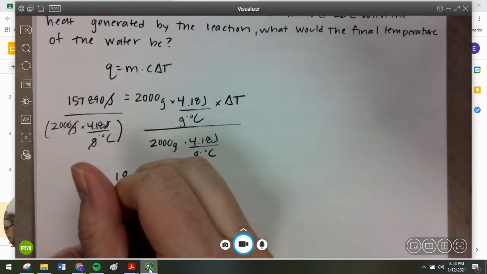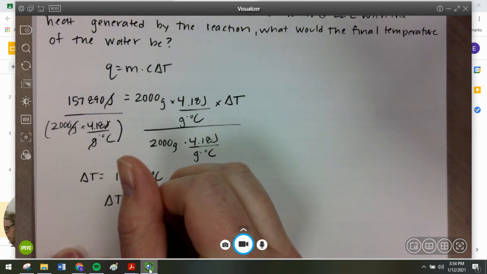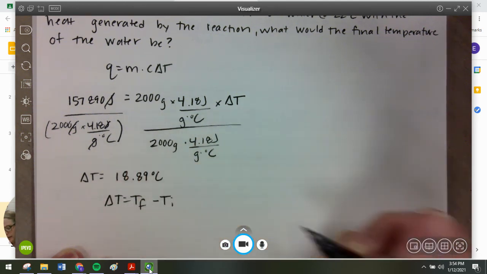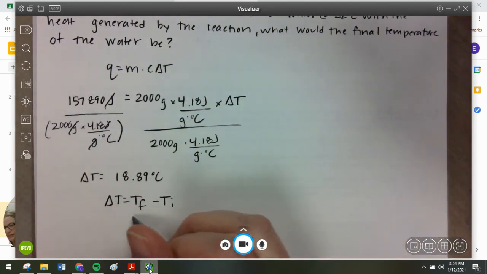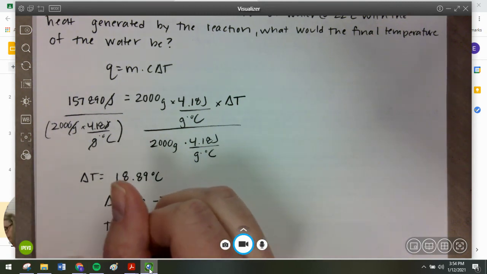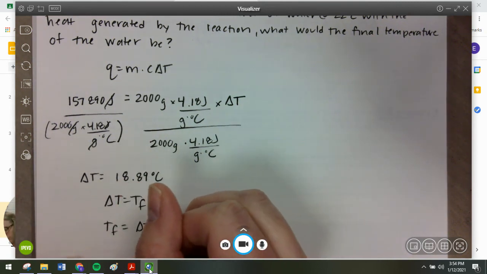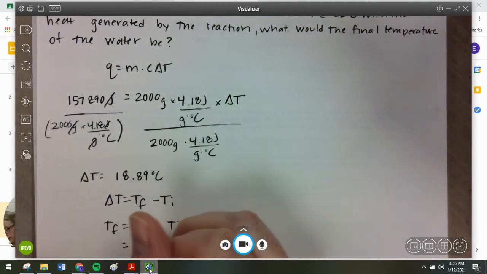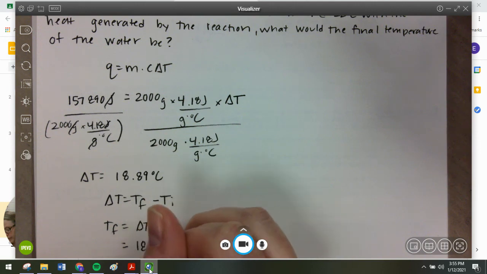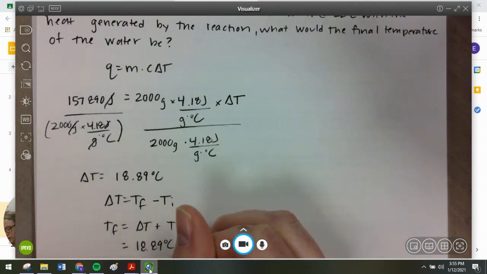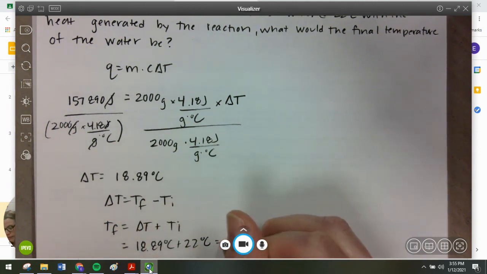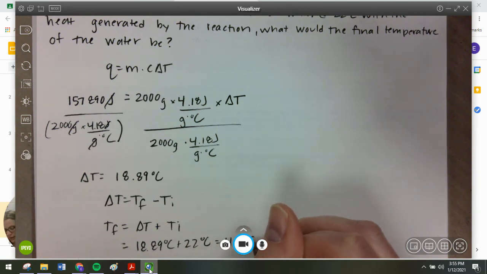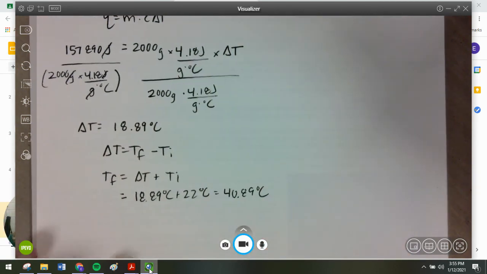If you think about delta T is equal to T final minus T initial. So if I want to find T final, T final is equal to delta T plus T initial, right? So in this case, my T final is going to be 18.89 degrees Celsius plus 22 degrees Celsius, and that gets me a temperature of 40.89. I have seen all of these types of questions on the AP exam, hence the reason I'm running through them.